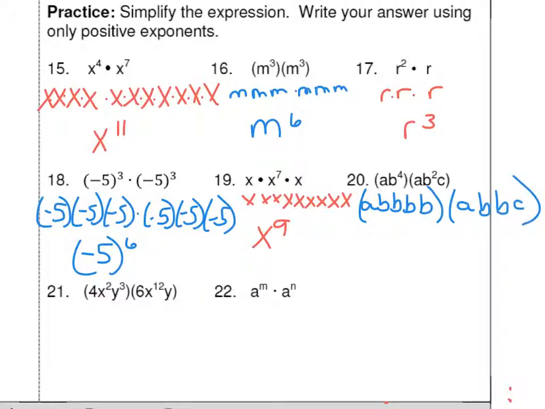So now that I've expanded it out, I can start counting and combining. So how many a's do I have? I have 2, so a to the second power. And b's, I have 6 of them, so b to the 6th power, and 1 c. That's my answer. Okay, so we're going to use that same process that we just used on number 20.